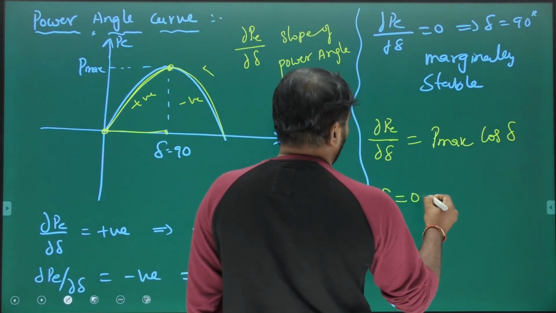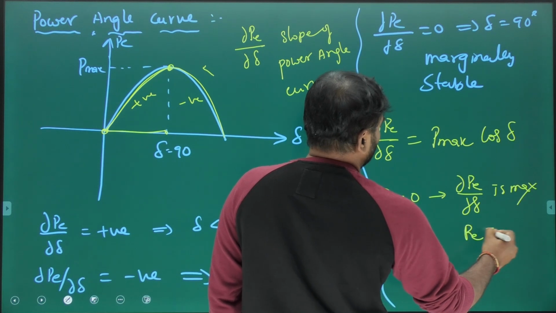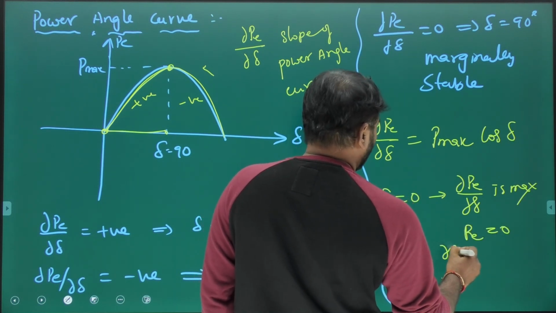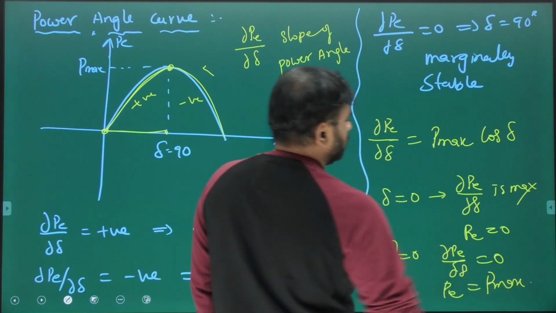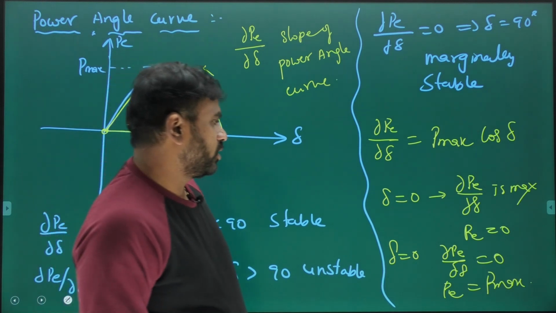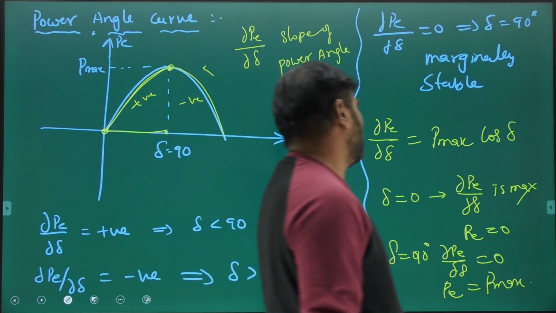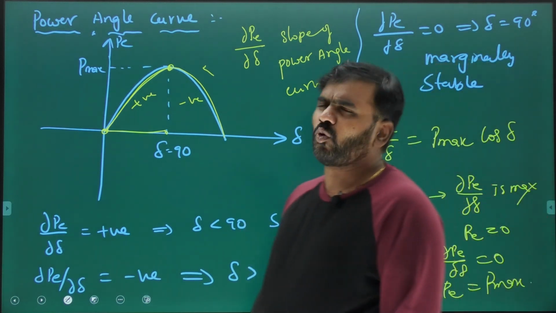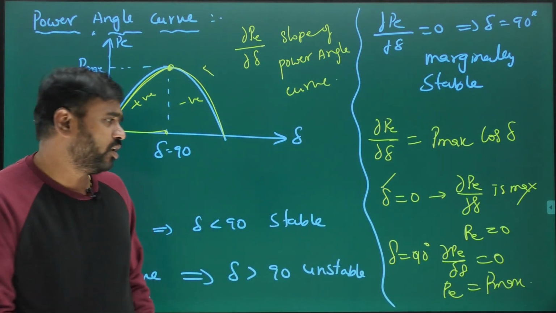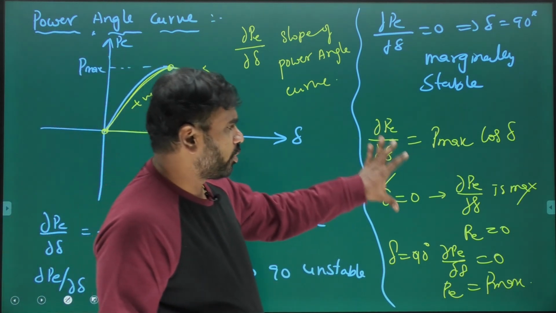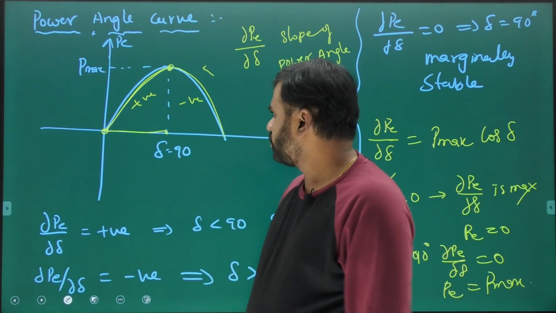Remember this, delta equal to 0 means dou P by dou delta is maximum, but electrical power is 0. Delta 90 degrees, dou P by dou delta is 0, but P is P max. Correct or not? Clear? Dou P by dou delta is 0, but P is maximum when delta is 90 degrees. So at delta 0 degrees, dou P by dou delta is very high, the system is more stable, but transferring 0 power. But if delta is 90 degrees, the system is almost unstable, but transferring maximum power. So we must have a compromise between dou P by dou delta and electrical power. The system must be stable and should supply some power. That is the idea.